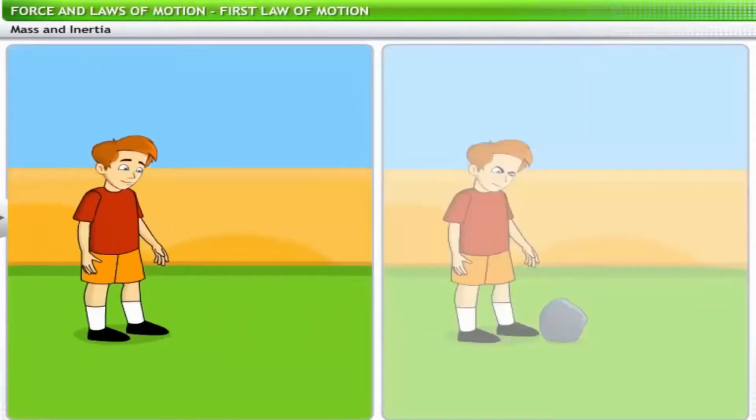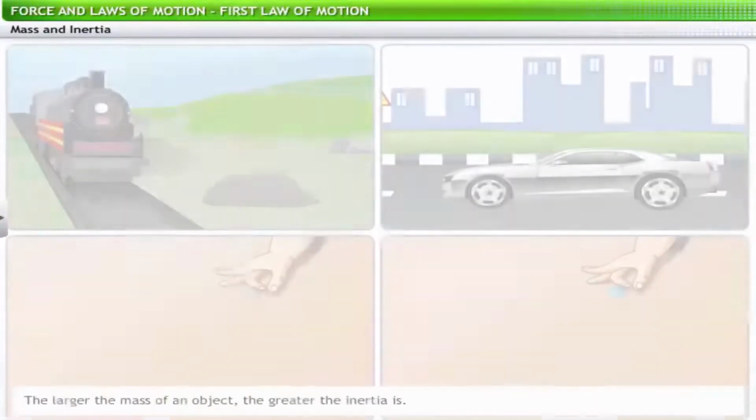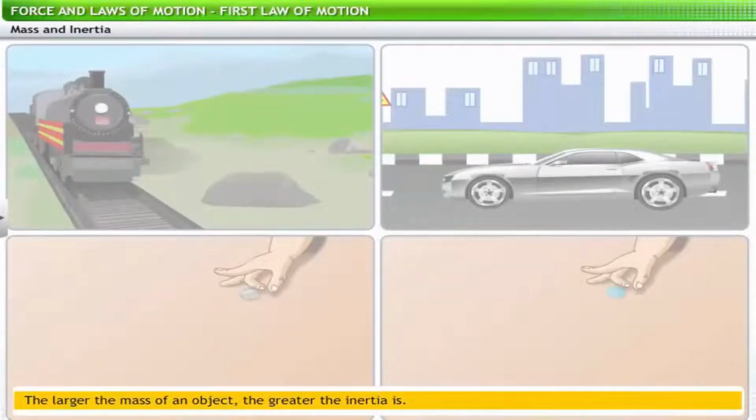Kicking a football around is fun. But would you try kicking large stones of the same size? No, that would hurt, as you can see. So, remember, the larger the mass of an object, the greater is the inertia.